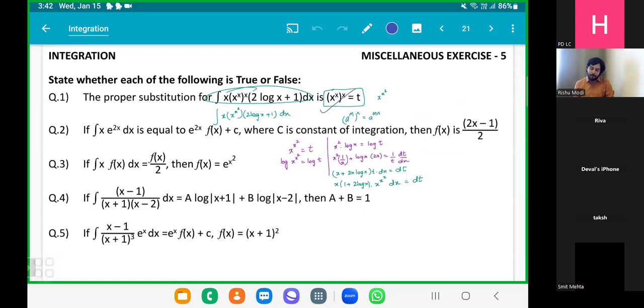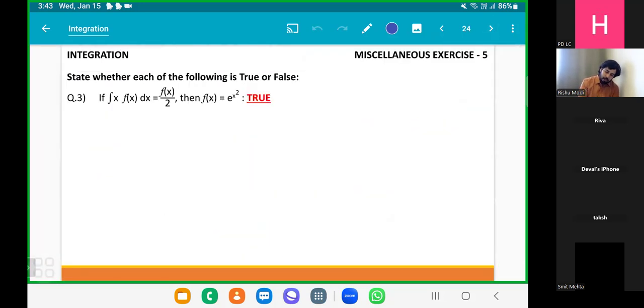x into f of x is equal to f of x upon 2, then f of x is equal to e raised to x squared. So what is your original question? It looks like x into e raised to x square is equal to the answer, e raised to x square upon 2. Right? Your function is this. So let's check that part. We'll solve that question.